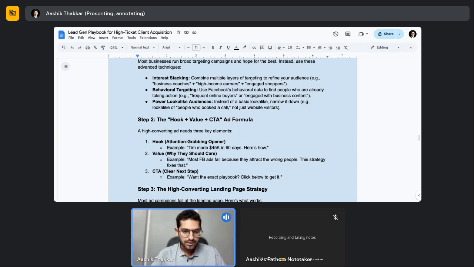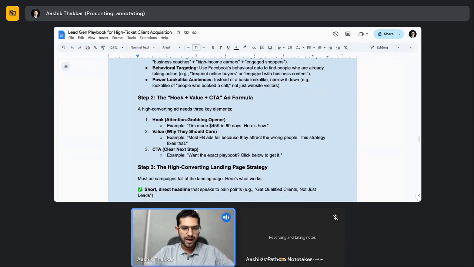If the goal is to drive lead generation, direct it that way only. If the goal is to get more followers, only ask people to follow you. Don't stack multiple CTAs in your caption or in your video. Keep it simple, keep it to the point, keep it precise. That is what the client wants you to do. So do that. Step three is the high converting landing page strategy.